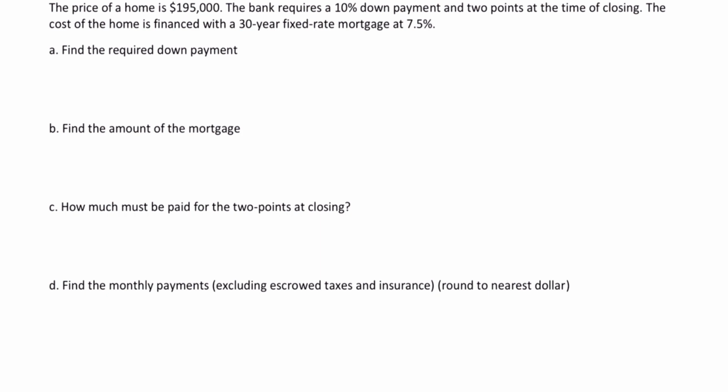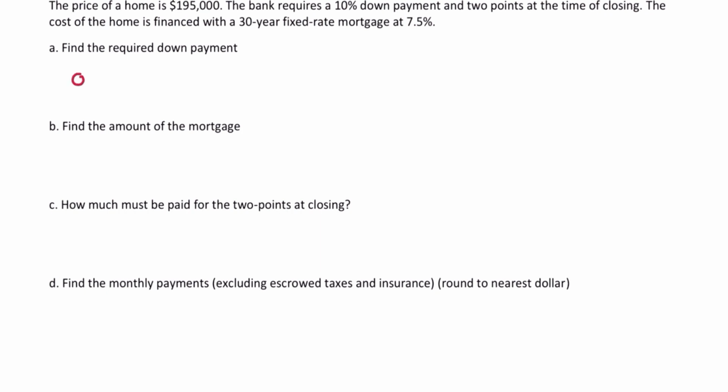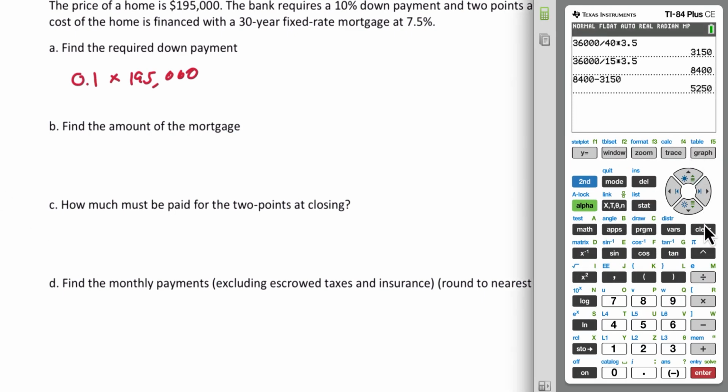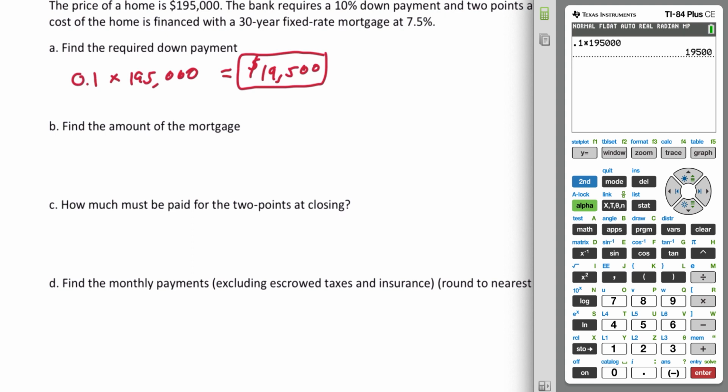The down payment is 10% of the cost of the house, $195,000. So 0.1 times 195,000 gives us 19,500. This is the down payment that you're required to pay up front. The amount of the mortgage is the cost of the house minus your down payment.